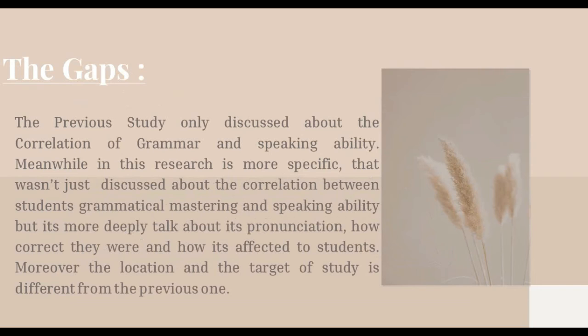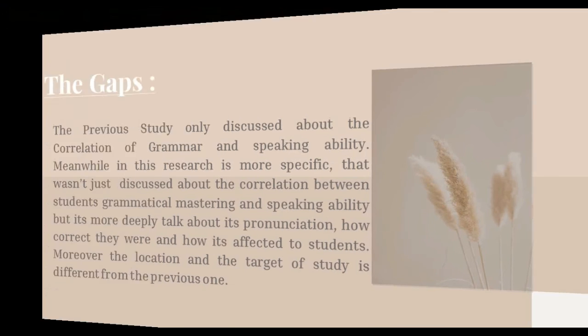Meanwhile, this research is more specific. It wasn't just discussing the correlation between student grammatical mastering and speaking ability, but it talks more deeply about pronunciation, how correct they were and how it affected the students. Moreover, the location and the target of the study are different from the previous one.